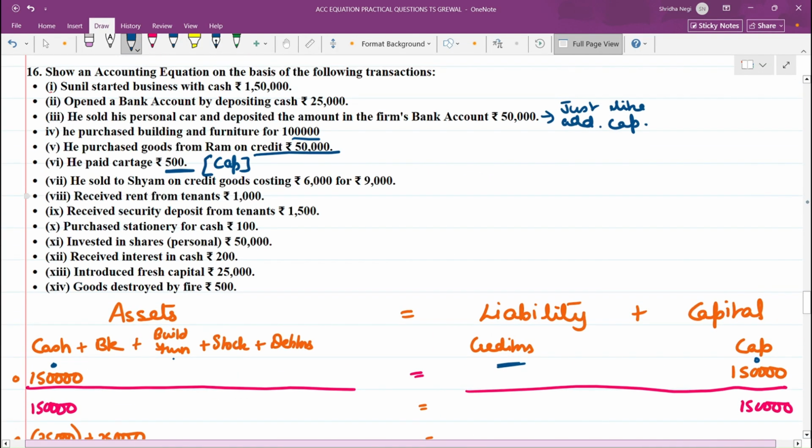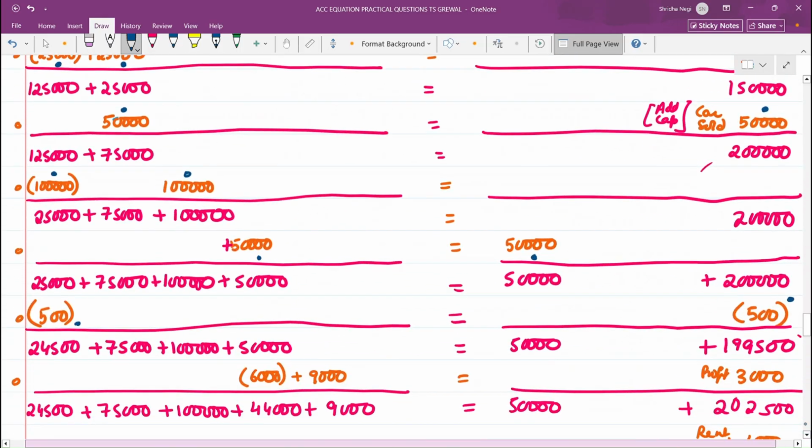Understood? He sold to Shyam on credit goods costing rupees 6,000 for rupees 9,000. So here there is a profit of 3,000. Okay? So this profit will affect the capital account. But the goods are sold on credit, so this 9,000 is not being received. So debtors have come in here. Understood? This 9,000 you're not getting immediately. So the debtors will pay the 9,000. So here debtors are created, a new asset. So now what will be the treatment of this? So 6,000 is what?